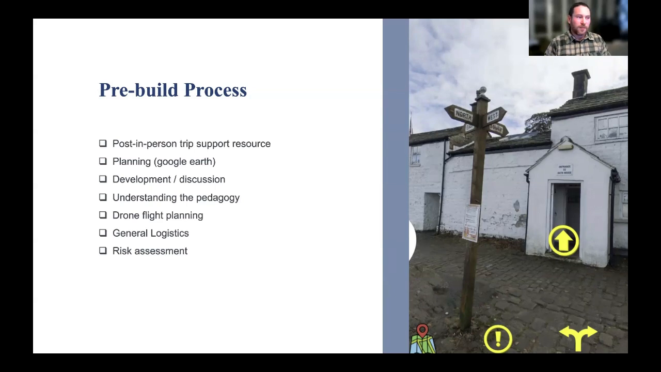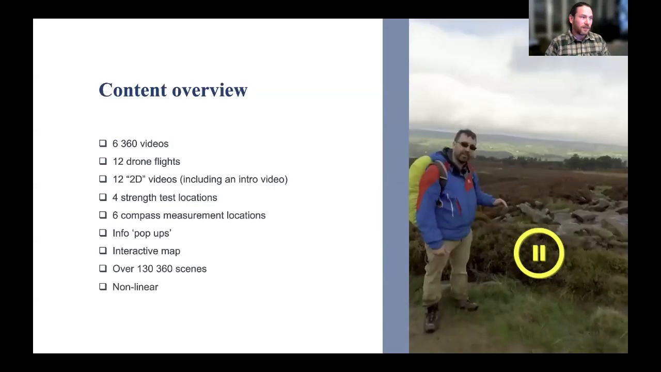Once we got all that together, we decided what we'd have in the final resource, and this is a list of what was in there. So 6 360 videos, which were a mixture of a static shot where Ryan would be stood in frame, like you can see in this picture here, and then some where he actually held a camera and took the students on a little tour, pointing things out as he moved along.